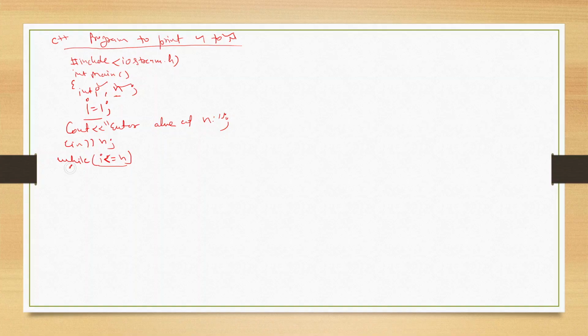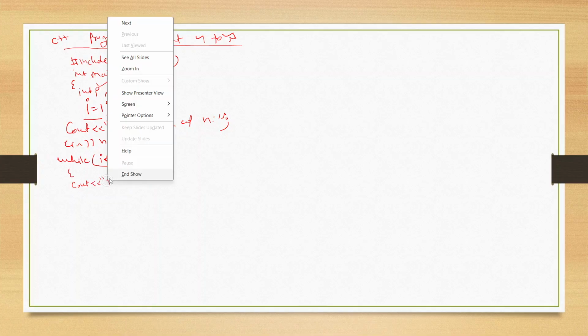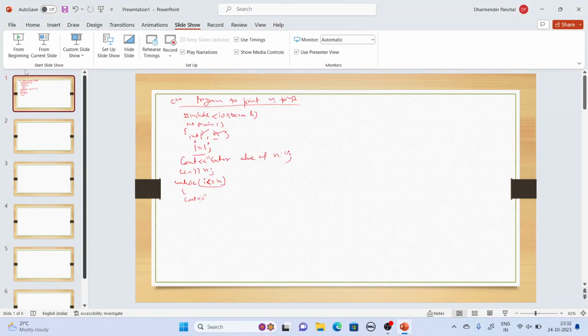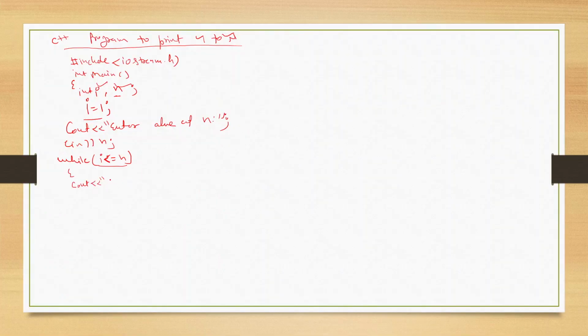If the condition is false, then cout i, to print i in the new line. Okay, then i is equal to i plus 1, and then close this, and then after the main, return 0.